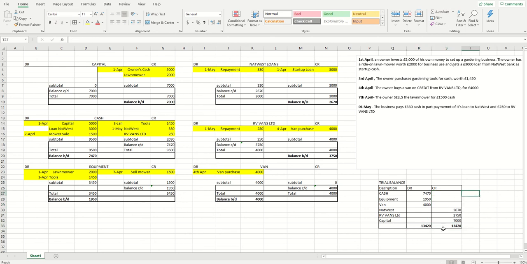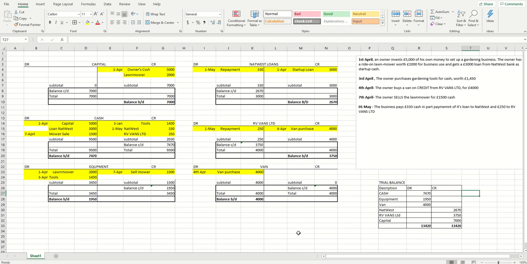Now, the fact that these balance is only an indication that there's no obvious errors in the account. It does not guarantee that there are no errors in the account, because I could have made the same error on both sides of the ledger. However, if we did have a discrepancy at this point, it would mean we had an accounting error.